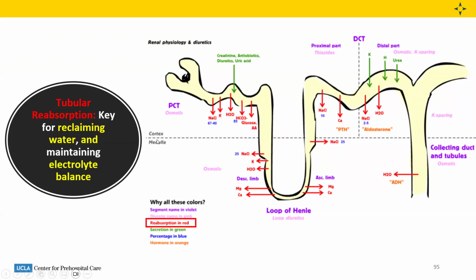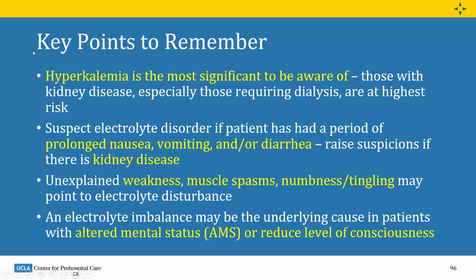So I just wanted to go back to this slide again, that tubular reabsorption is key for reclaiming our water and maintaining our electrolyte balance. So reabsorbing from the filtrate, now we know what some of this stuff is, right? Our salts, potassium, water, glucose that we cared about, and our bicarbonate, right? We're going to reabsorb that. Magnesium and calcium. And then along the way, it's still pulling more of our electrolytes from the filtrate back into our bloodstream.